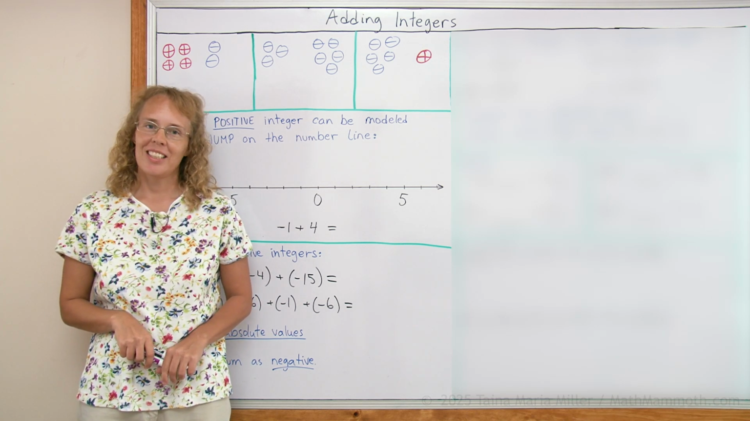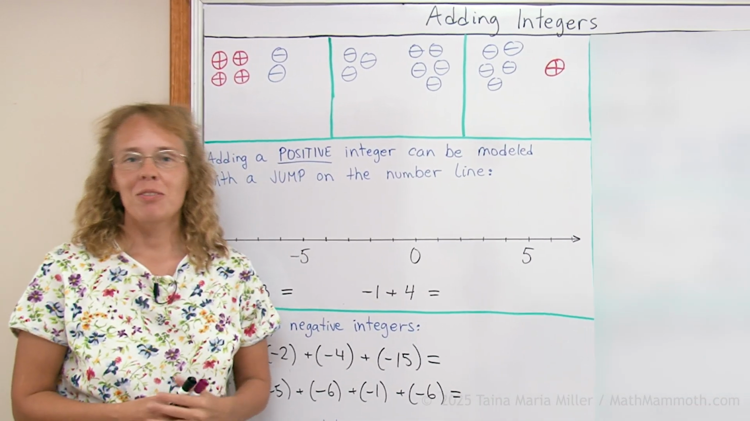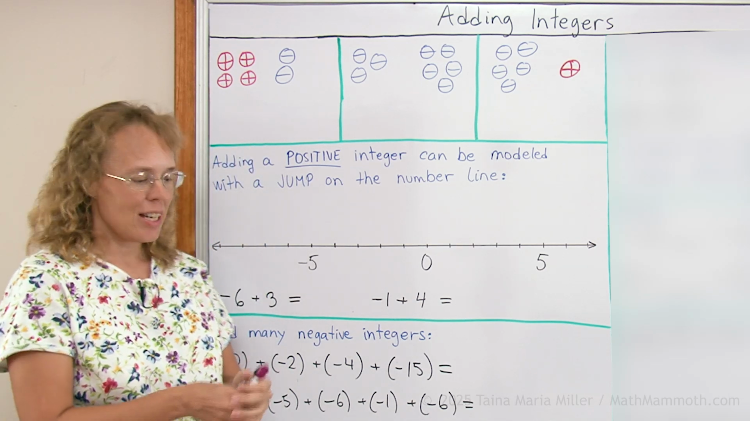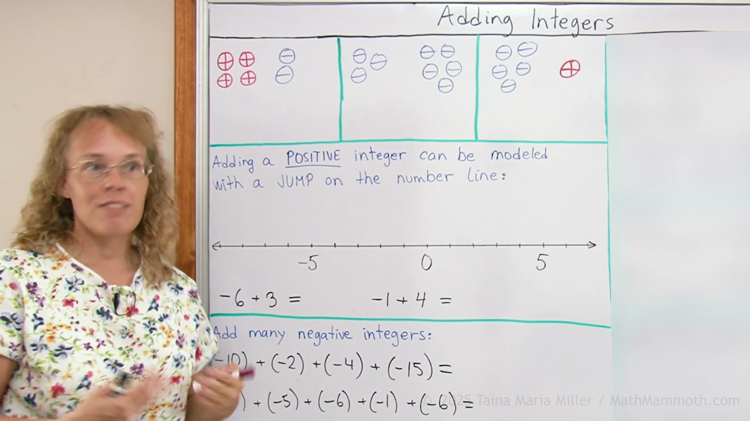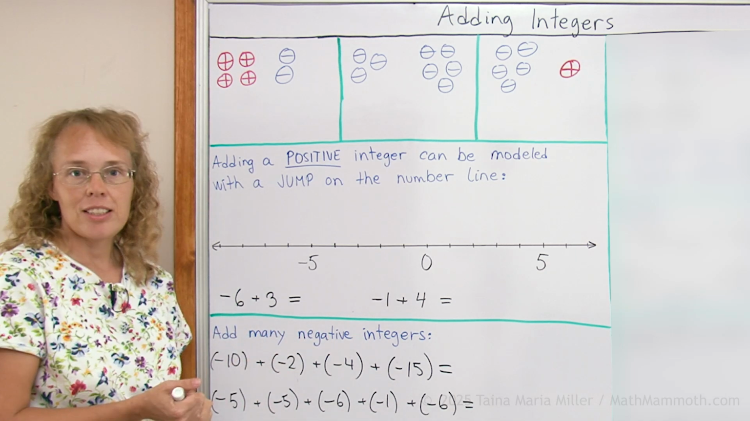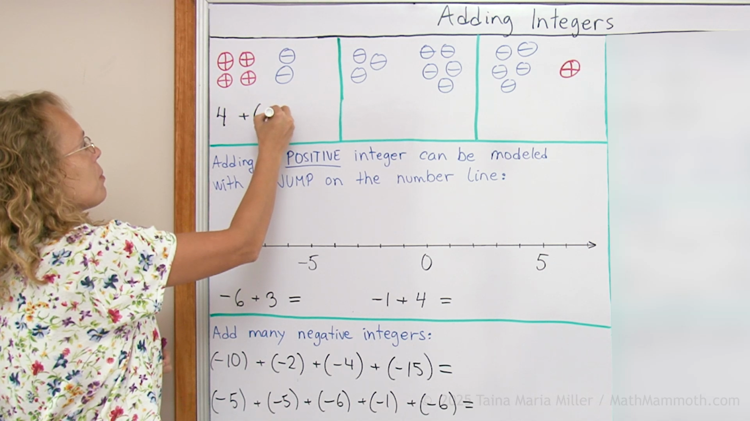In this video we're going to study adding integers. First of all, we want to start out with this model of counters. I think it is a very simple and nice model, makes it easy to understand. For example, here I would have 4 positives and 2 negatives that are being added. And so I will write an addition 4 plus negative 2.